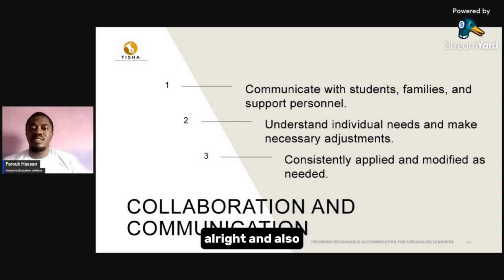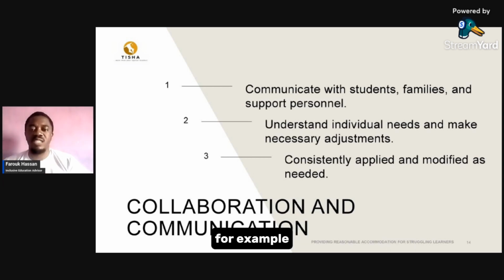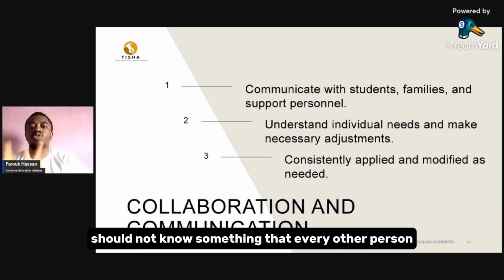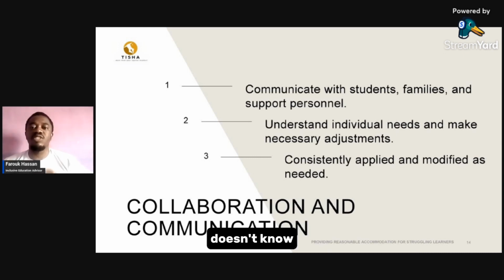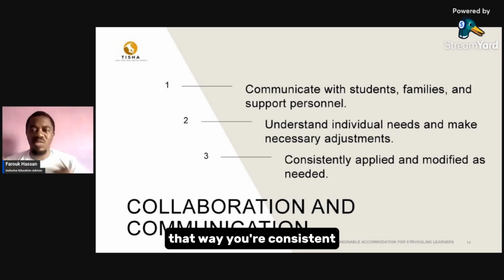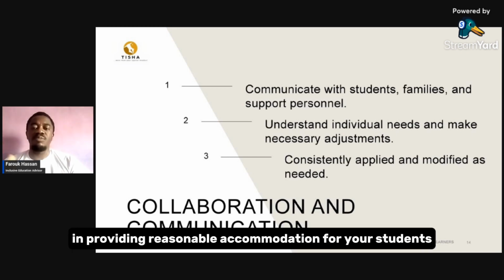All right. And also, it means that whenever you go for the IEP meeting, for example, with the parents, the special educator, the admin staff, everyone is on the same page. You, as the general educator, should not know something that every other person doesn't know. You should be on the same page. Communicate it with that person. That way, you're consistent, you understand each other, and everyone is carried along. Collaboration and communication is very important in providing reasonable accommodation for your students.